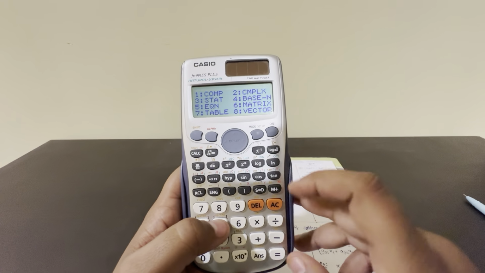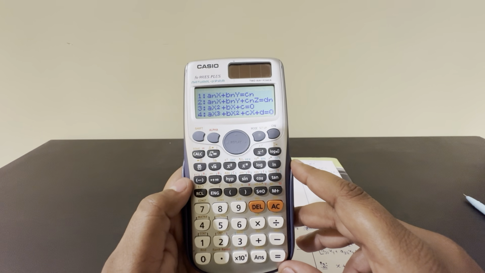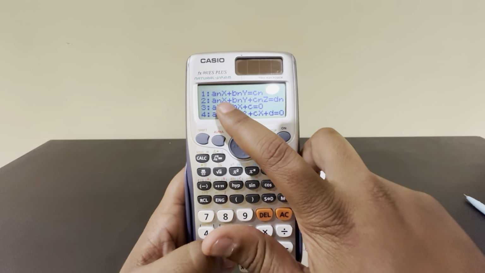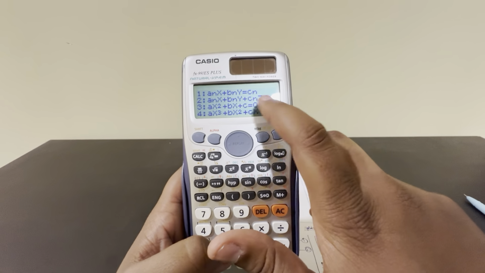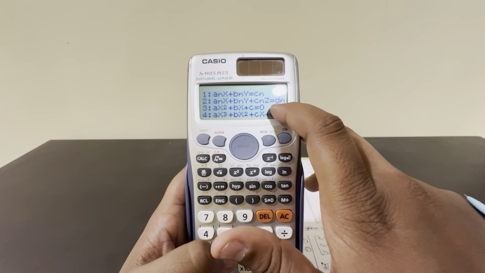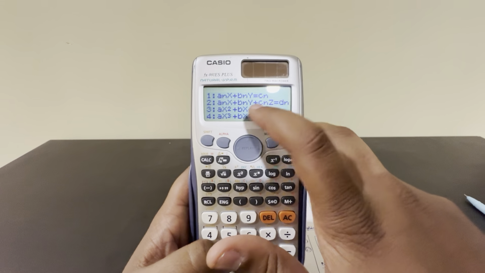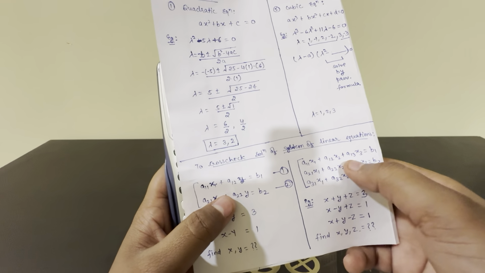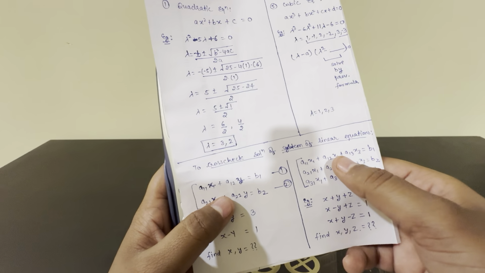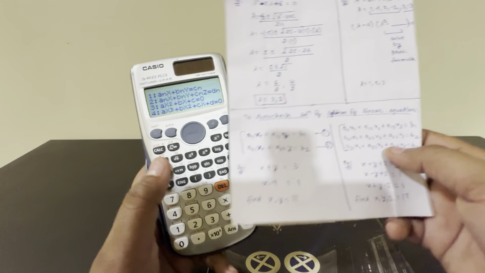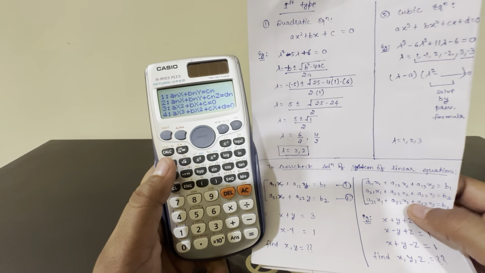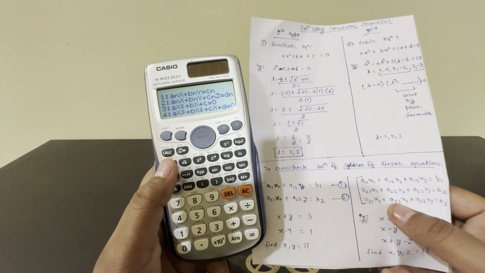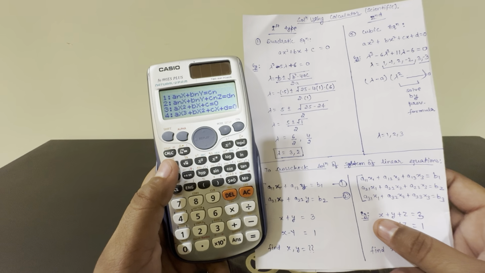Again we will go into the equation and then press the second button. The second option is for a, b, c and d, meaning we have a system of 3 variables. You can see x, y, z, there are 3 variables, so there will be 3 equations. Suppose we have an example with 3 equations in terms of x1, x2, x3 as the variables. In that case you have to put a11, a12, a13, a21, a22, a23, and a31, a32, a33.